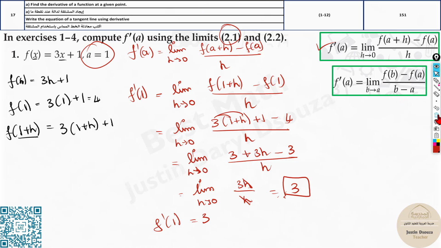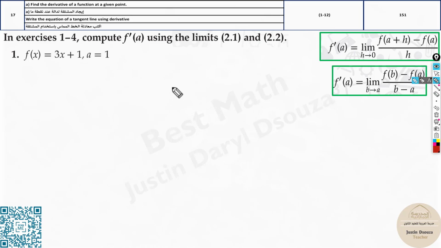Now let's use the second formula over here. So the same concept continues, but it's just that the formula is different, but a similar way to solve it. First, we need to write the formula: f derivative of a, limit as b tends to a, f of b minus f of a divided by b minus a. Now what you do over here is, see, there is no complication like a plus h. You don't have to write it. It's very simple. The same thing we write over here.